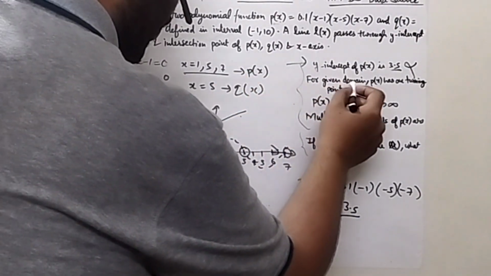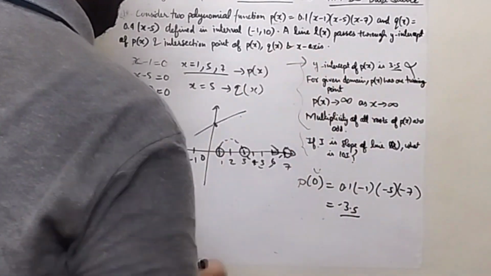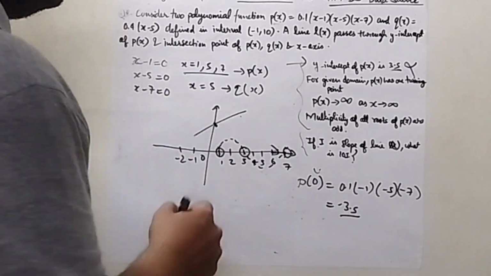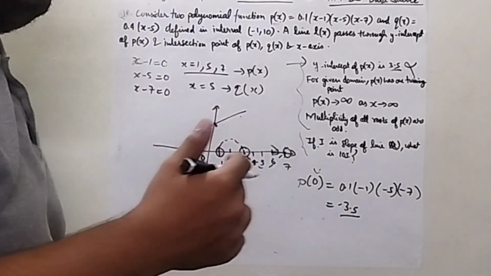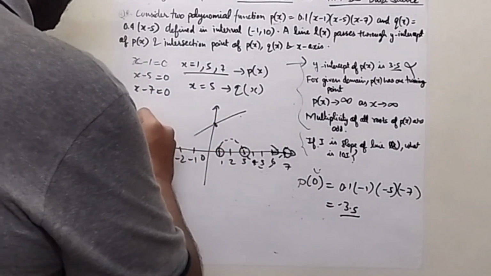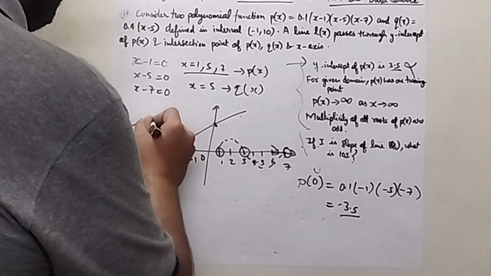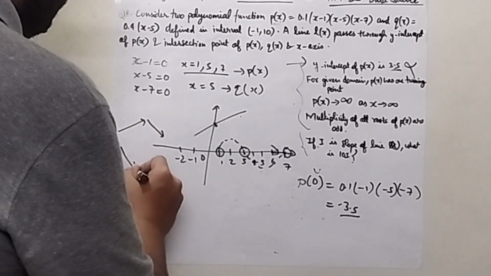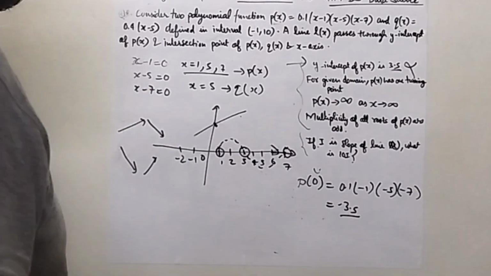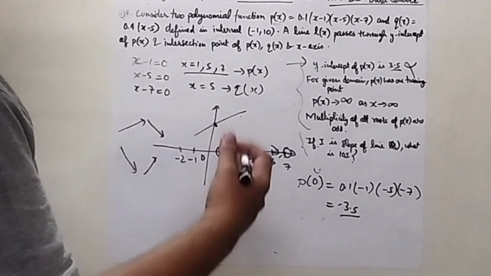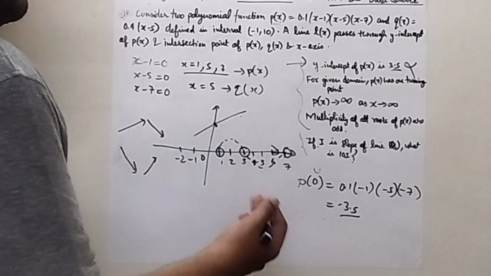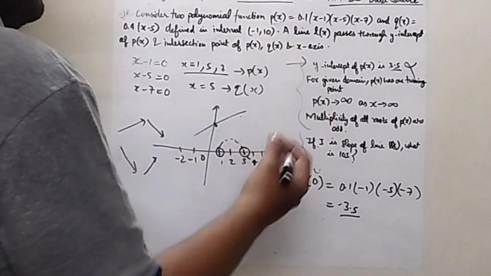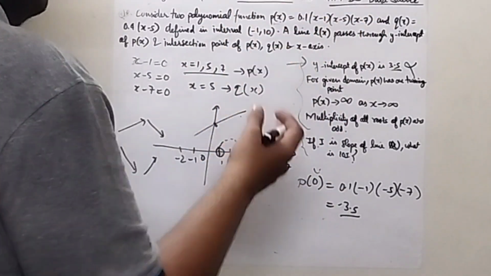Now for the given domain, p of x has one turning point. So what do you mean by turning point? The point at which the behavior of the function will change. If it is increasing, then at the turning point it will become decreasing. In a similar way, if it is decreasing, then at the turning point it could become increasing. So ideally, to find the turning point, we need to find the critical points, and for that we need to differentiate it.